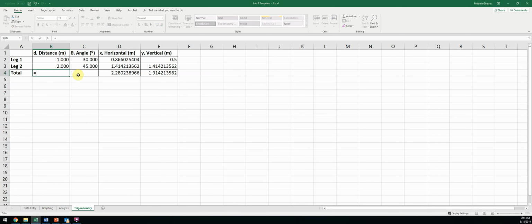So we do equals, we're doing math. Then we type in square root, which is SQRT. We're going to open the parentheses. We want to square this value, and then we're going to add it to this value squared. All right, there we go. Now we have dt. And the last thing that we need to do is find theta t.